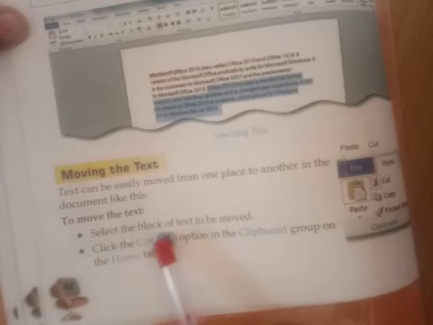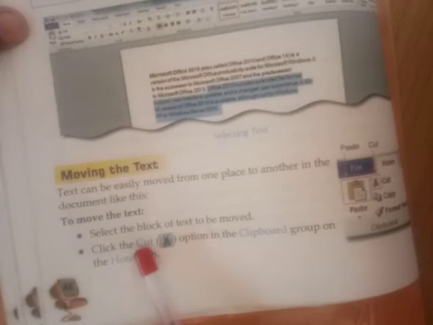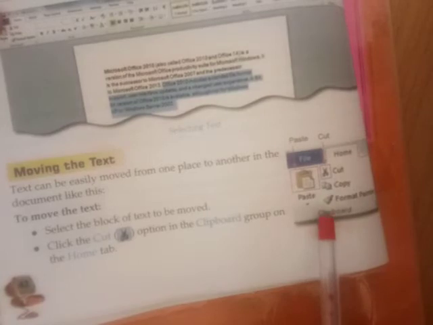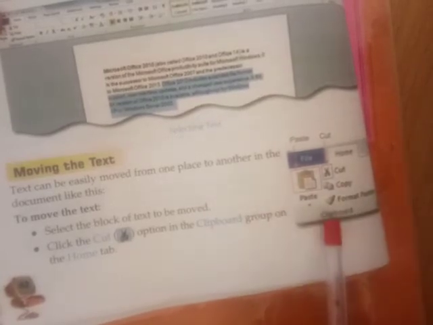To move the text, suppose you want to move the text. For that purpose, you have to select the block of text to be moved. Whichever block or text you want to move, that has to be selected by you. Then click Cut. In the file menu there is a Cut option with a scissor symbol. Choose that symbol option in the Clipboard group on the Home tab. There is a Clipboard, and this option is on the Clipboard on the Home tab.